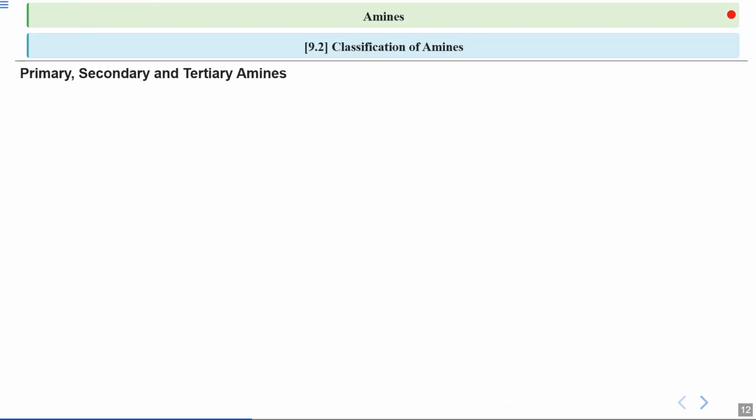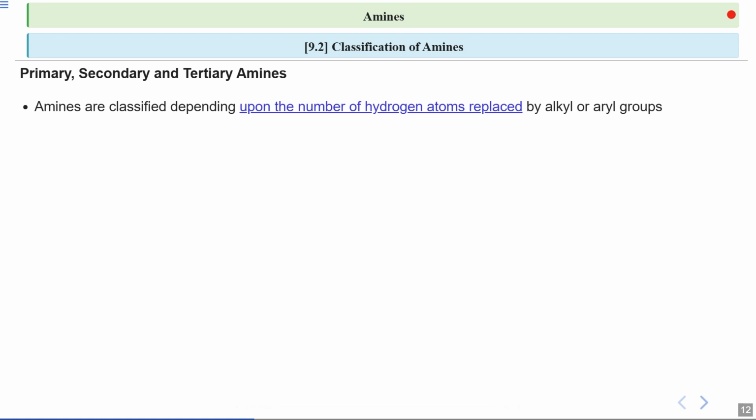Now we are going to discuss the classifications of amines. Listen carefully. We are now moving towards classification. We will classify amines as primary, secondary and tertiary amines. On what basis am I classifying them as primary, secondary and tertiary? Amines are classified according to the number of hydrogen atoms on the ammonia molecule that are replaced by alkyl or aryl groups. So the classification is based on the number of hydrogen atoms replaced.